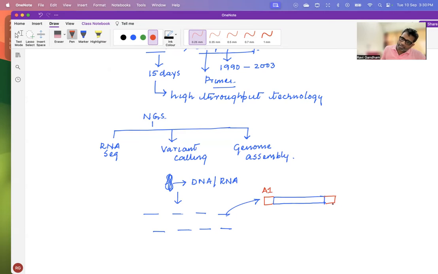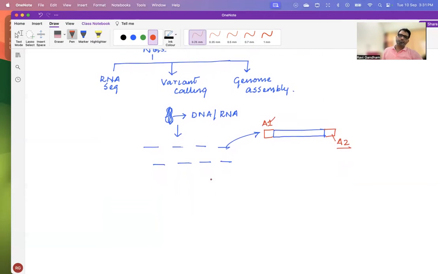A1 and A2. When you have two adapters, A1 and A2, on either side, in the process of attaching these A1 and A2 adapters to the fragments, there's every possibility that some of the fragments may have A1 adapters on either side, and some of the fragments may have A2 adapters on either side. Only those fragments that have A1 and A2 on either side are selected. And this protocol of selection has been standardized.